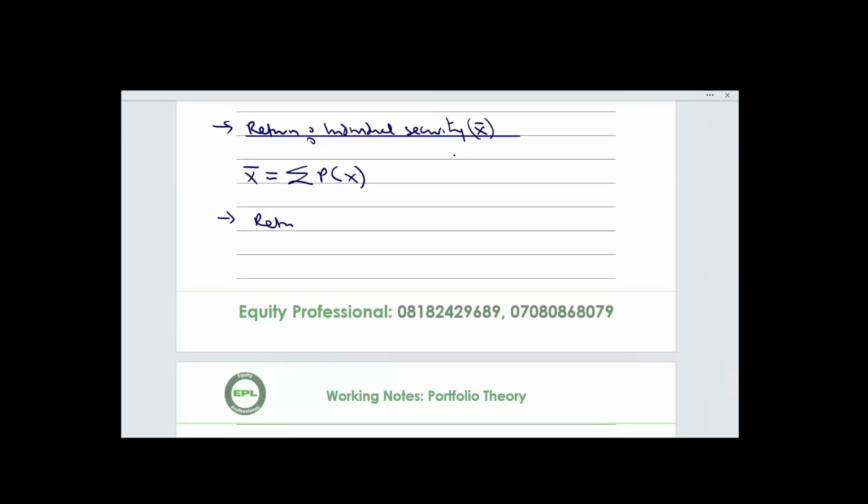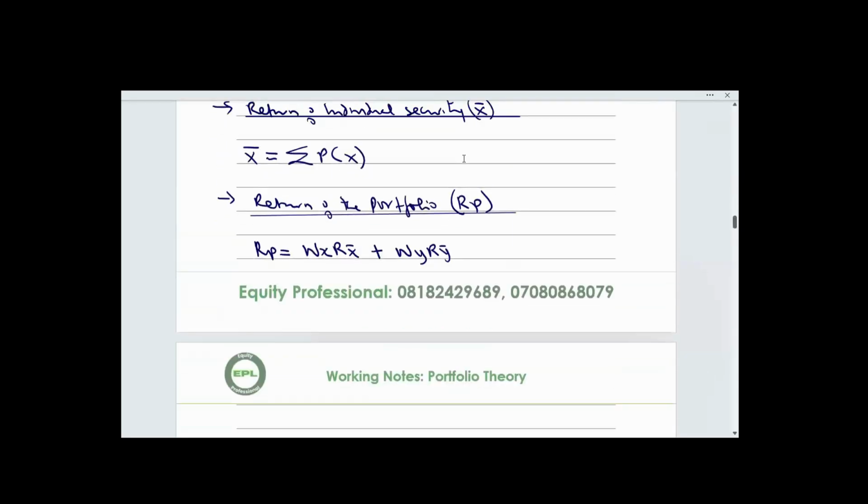Then, for the return of the portfolio, RP, the return of the portfolio, RP, will be computed as the proportion invested on security X multiplied by the expected return on security X, plus the proportion invested on security Y multiplied by the expected return on security Y. So this will give you the return of the portfolio.